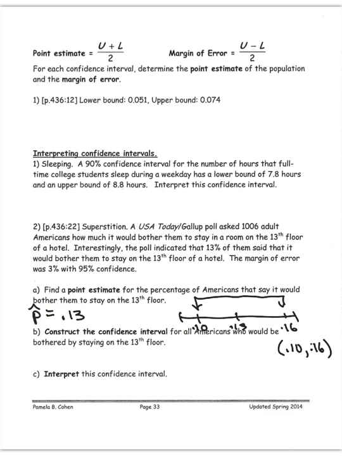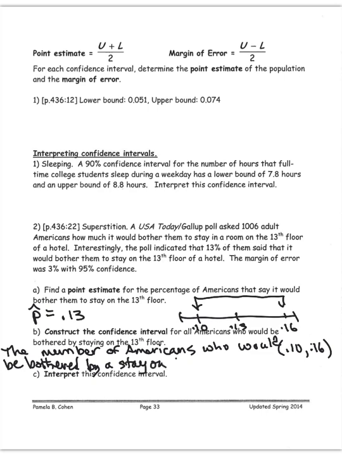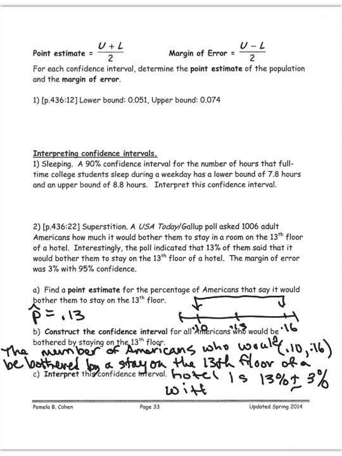So if I write it out, we're going to say the number of Americans, have to be very specific, who would be bothered by a stay on the 13th floor of a hotel is 13% plus or minus 3% with 95% confidence.